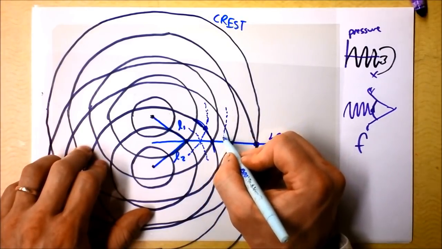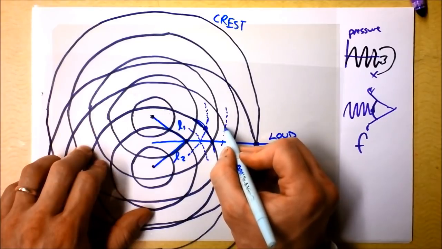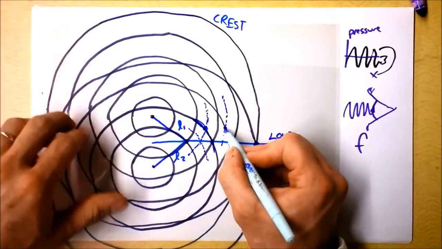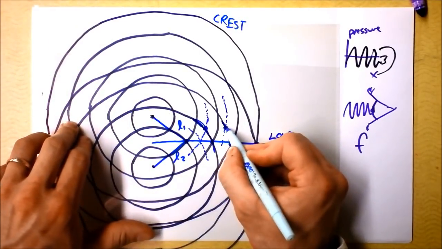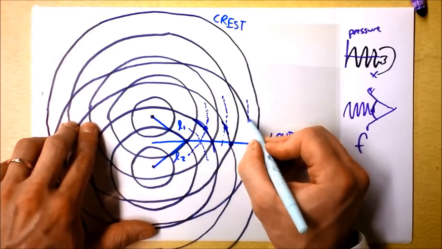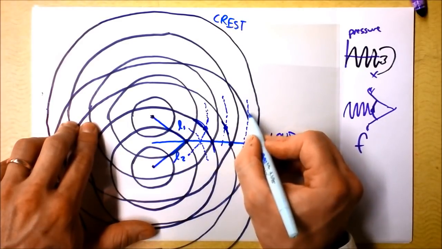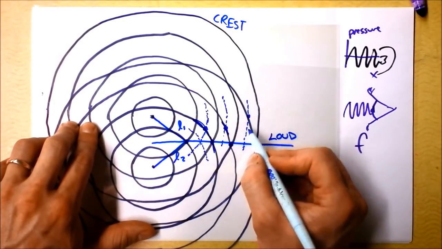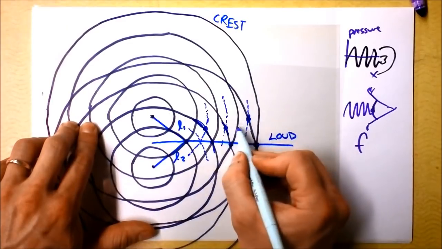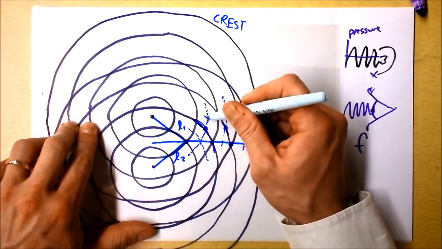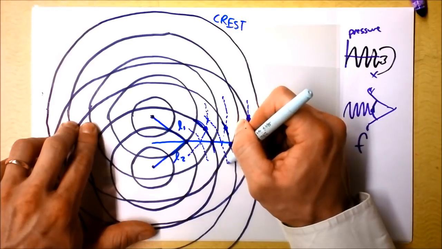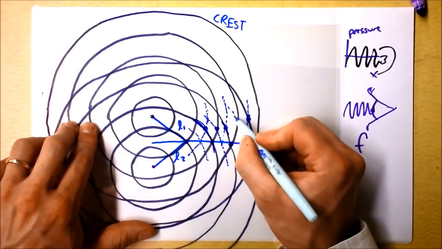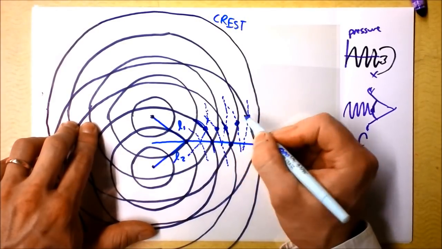What about another one of those? Here's another crest from source 1 overlapping a trough from source 1. This guy right here is a trough from source 1, and we've got the crest from source 2 overlapping, and here's another location where the trough from source 1 overlaps with a crest from source 2, and maybe I can get you another location. What if I had a trough from source 2 overlapping with a crest from source 1, and a trough from source 2 overlapping with a crest from source 1?